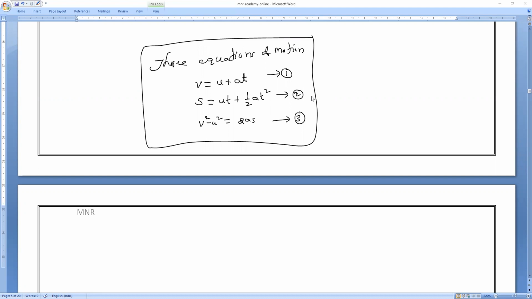Once again, I will say that reading is very important. V equals U plus AT. S is equal to UT plus half AT square. V square minus U square is equal to 2AS. Is it okay, everybody?